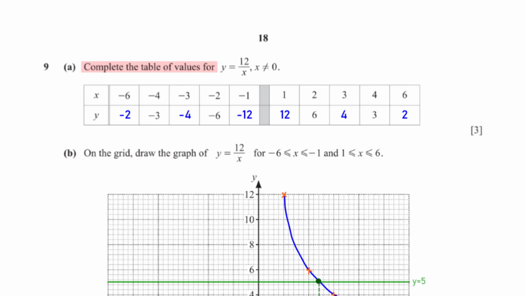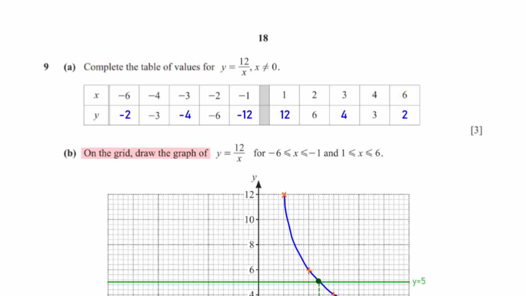Complete the table of values for y equals 12 over x, where x cannot be equal to 0. When we plug in x equals negative 6 into the equation, we get y equals negative 2. For x equals negative 3, we get y equals negative 4. For x equals negative 1, we get y equals negative 12. For x equals 1, we get y equals 12. For x equals 3, we get y equals 4. And for x equals 6, we get y equals 2.